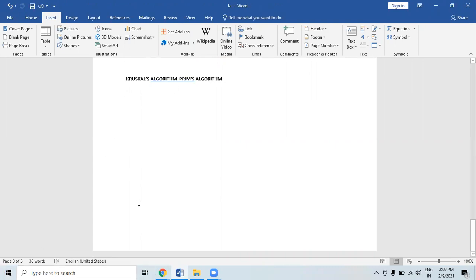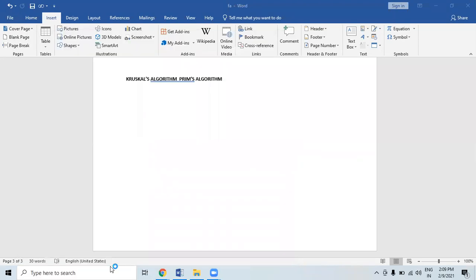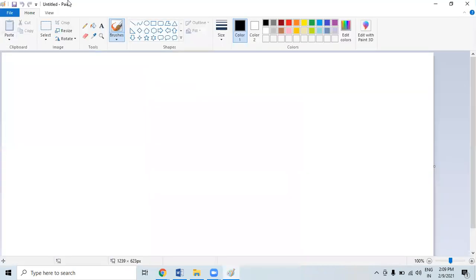Okay, so for this we have to draw the diagram first. We have to go to Paint. Then let's draw the graph. Then, according to our algorithm, we will work on this. Okay, so let's draw the diagram first. Okay, first draw the diagram here.